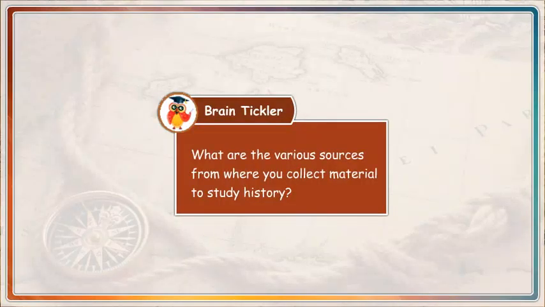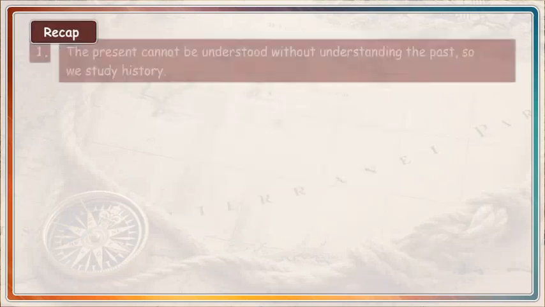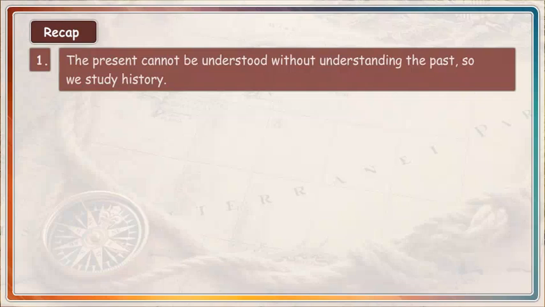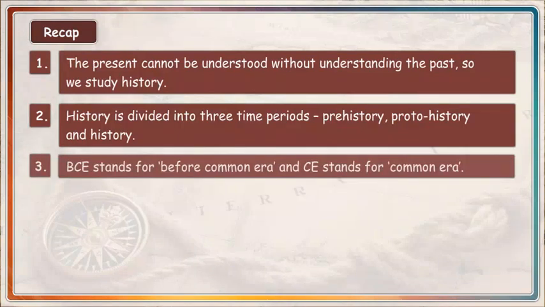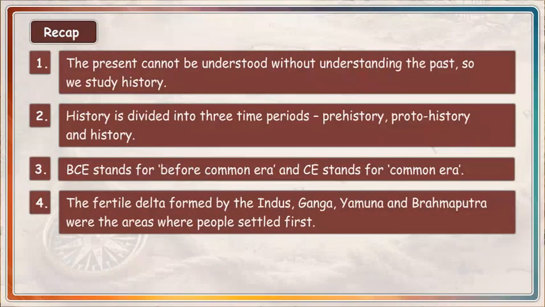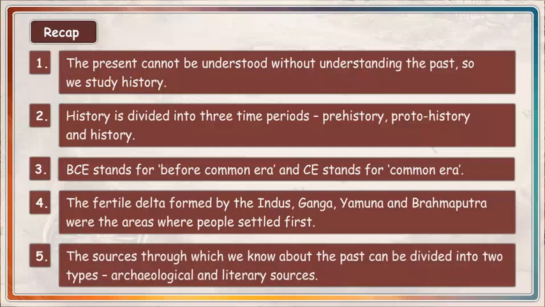Brain tickler. What are the various sources from where we collect material to study history? Recap. The present cannot be understood without understanding the past, so we study history. History is divided into three time periods: prehistory, proto-history, and history. BC stands for Before Common Era and CE stands for Common Era. The fertile deltas formed by the Indus, Ganga, Yamuna and Brahmaputra were the areas where people settled first. The sources through which we know about the past can be divided into two types: archaeological and literary sources.